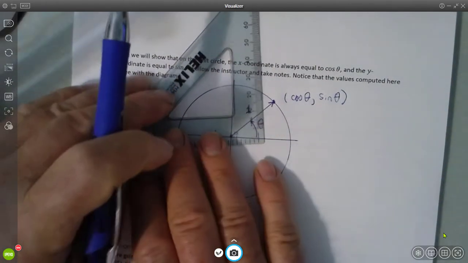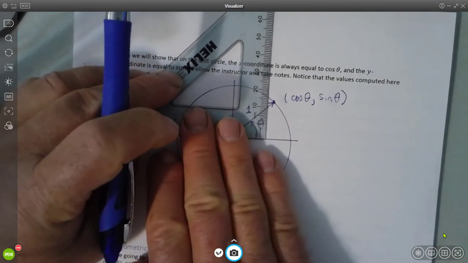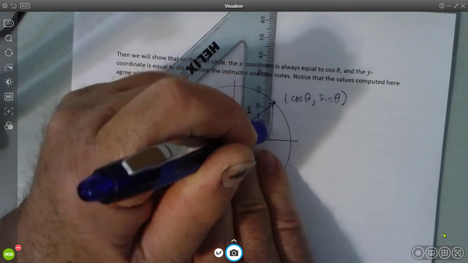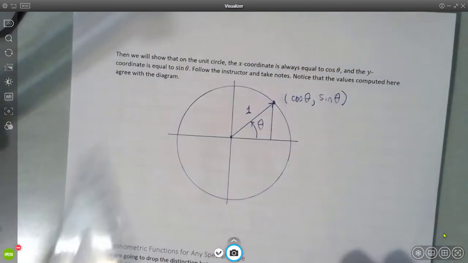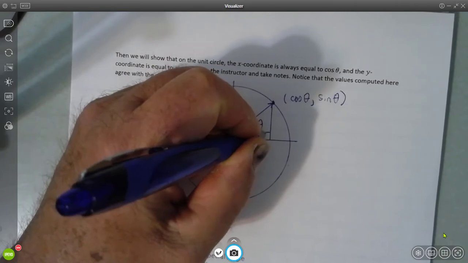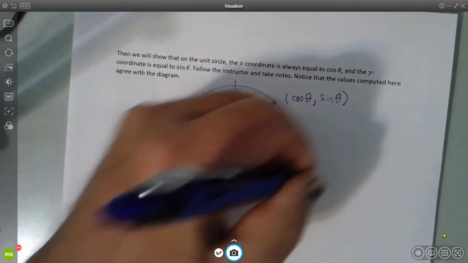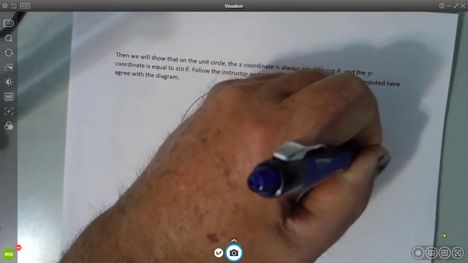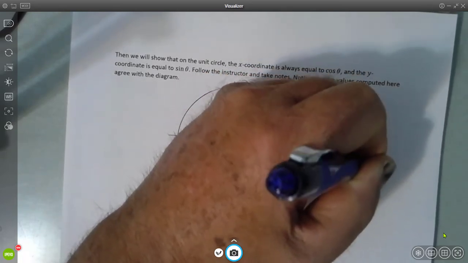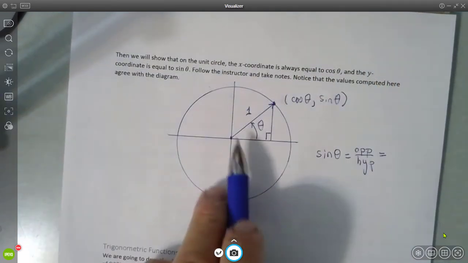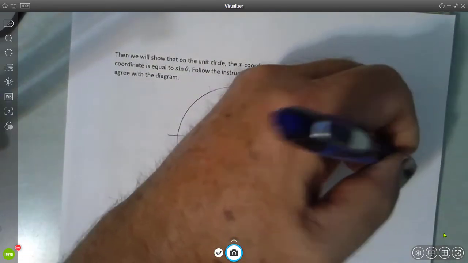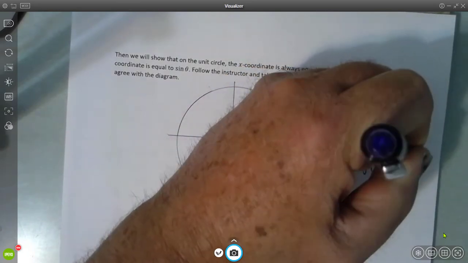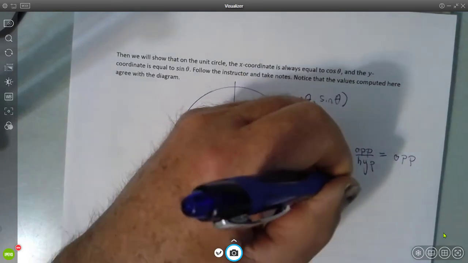Well, we already know the drill. The way you do this is you put in a line that's perpendicular to the x-axis. Draw it right in there. And then we say, all right, now the sine of theta is the opposite over the hypotenuse, but of course the hypotenuse in this case is just plain old 1. So that's the length of the opposite side divided by the hypotenuse. It's just the opposite in this special case.